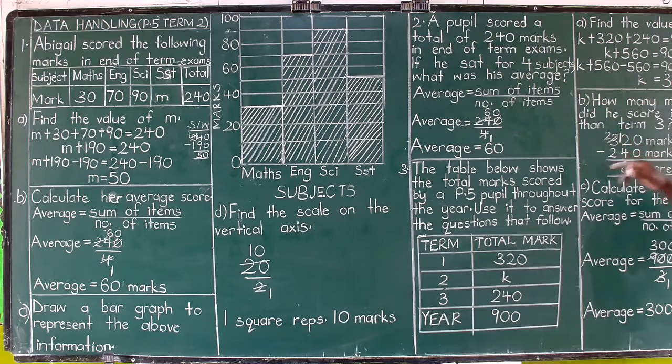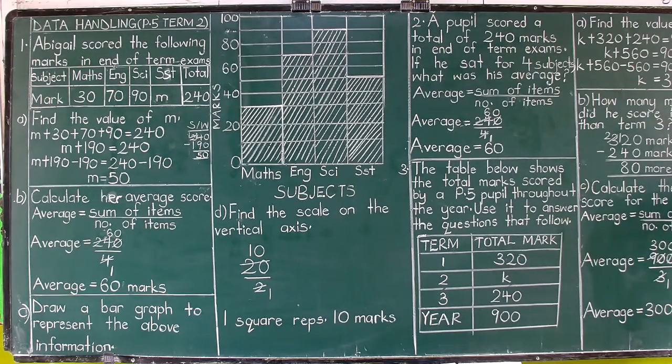Then question B says: how many more marks did he score in term 1 than term 3? Whenever you see the words how many more or how many less, it requires you to get the difference, or to subtract. So look at the 2 terms talked about. Term 1 scored a total of 320 marks, then subtract that of term 3, which is 240 marks.